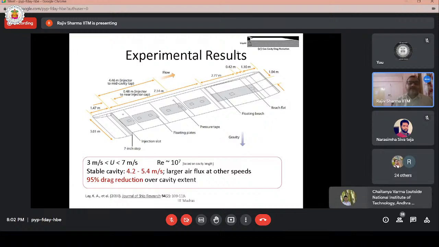95% drag reduction over the cavity extent. That means over this length, the drag reduction is phenomenal, 95%. But as I told you, it is not so simple to maintain it over the entire length. So over the cavity length, the drag will reduce by 95%.